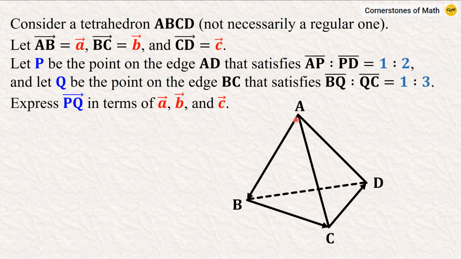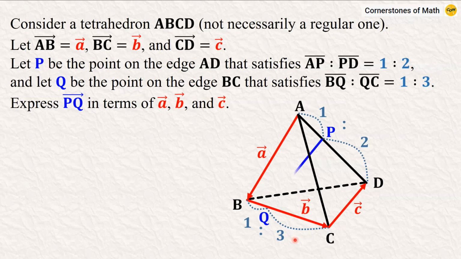Consider a tetrahedron ABCD. Let vector AB be vector A, vector BC be vector B, and vector CD be vector C. Let P be the point on the edge AD that satisfies the ratio AP to PD equals 1 to 2, and let Q be the point on the edge BC that satisfies the ratio BQ to QC equals 1 to 3. Express vector PQ in terms of vectors A, B, and C.